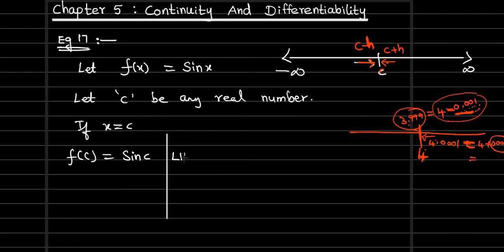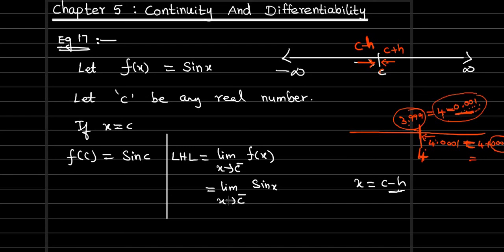So now what is the left hand limit? Limit x is approaching towards c from the left hand side, f of x. So what is f of x? f of x is sin x, no? So limit x approaching c, f of x is sin x. As I told before, we are going to replace x equal to c minus h. When we replace x equal to c minus h, we are changing the sine function in terms of x into c minus h.